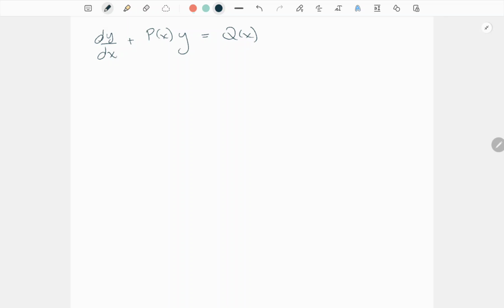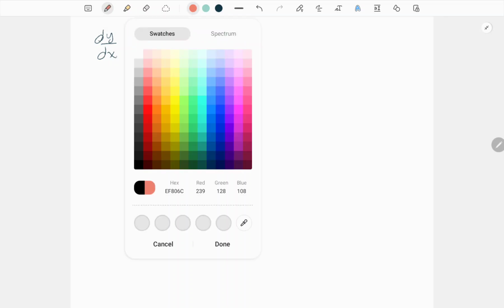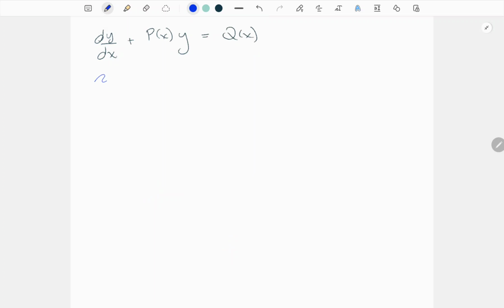Well, what is that? The integrating factor, let me use a color that's a little bit nicer. We're going to go with blue. Okay, so if my integrating factor is just some function of x, I'm going to multiply both sides of my equation by this integrating factor.